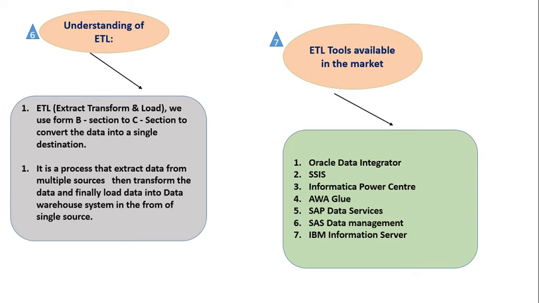Going forward, we can see a few points I have gathered over here to understand ETL, right? So ETL is extract, transform and load. Obviously you have seen in the diagram, we use it from the B section to the C section to convert the data into a single destination. It is a process that extracts data from multiple sources, I mean the B section, then transforms the data and finally loads it into the data warehouse, I mean the C section, in the form of a single source, right?